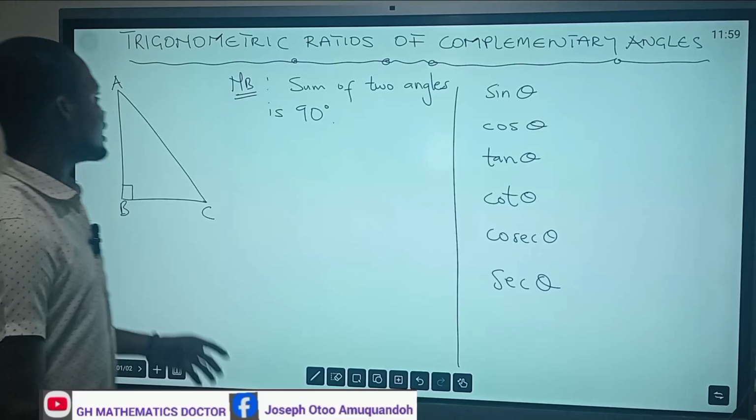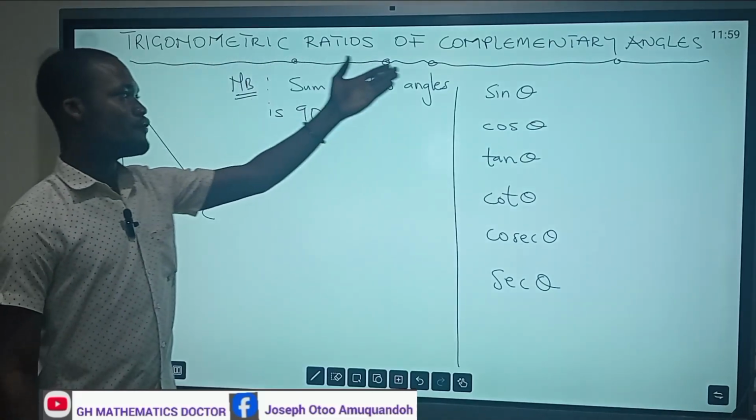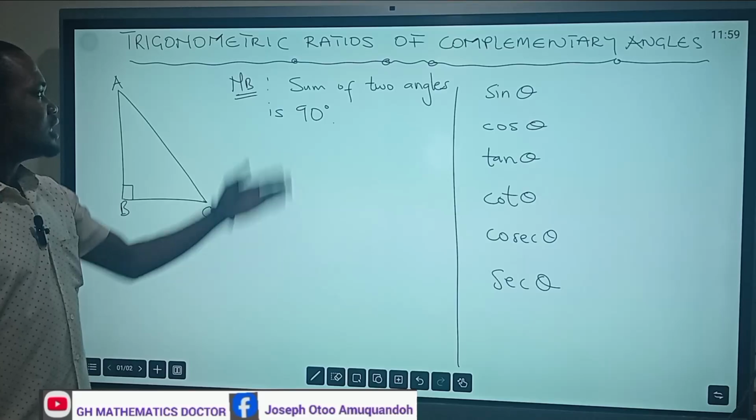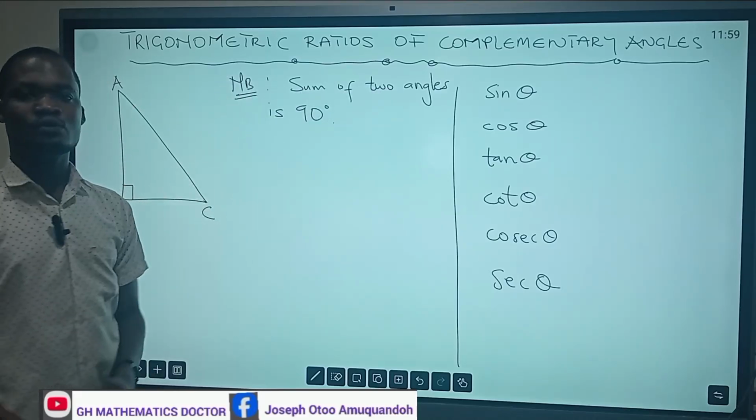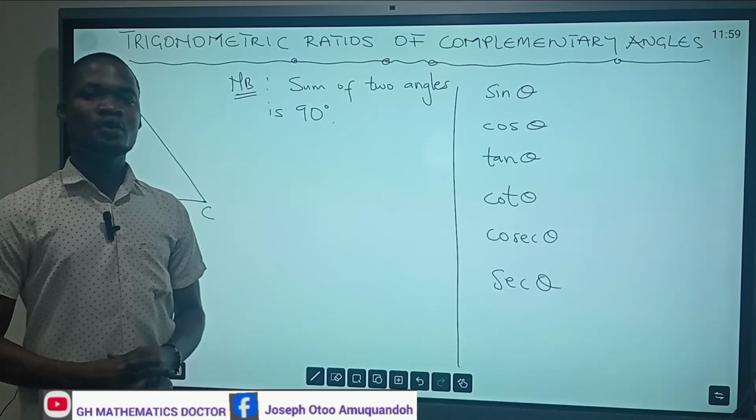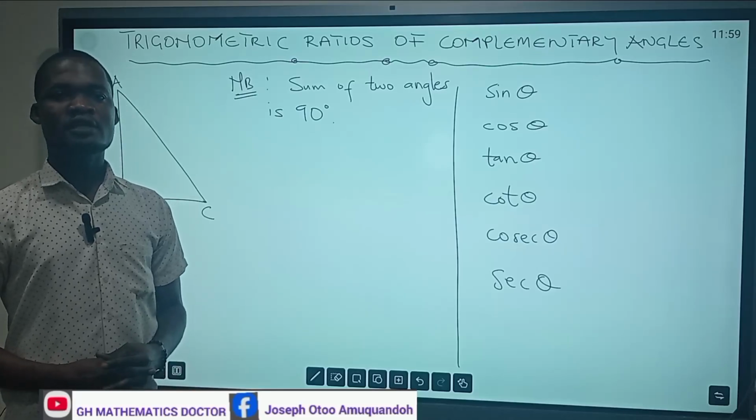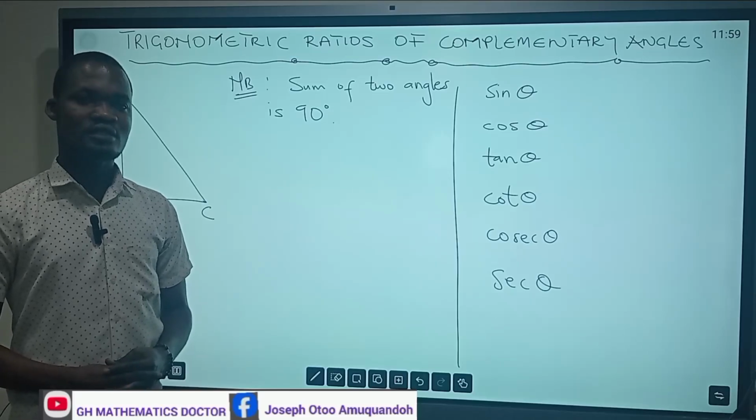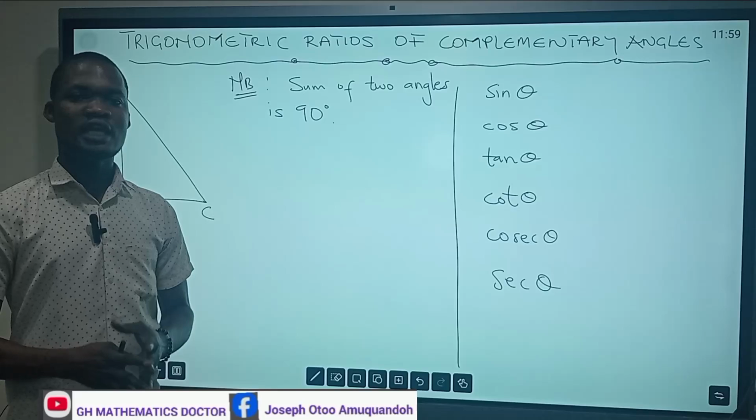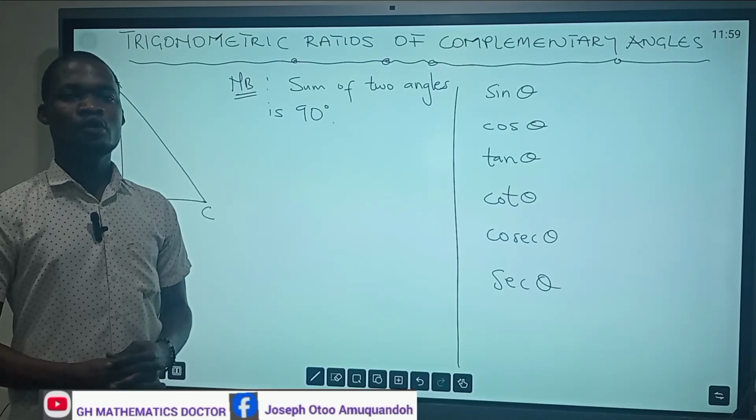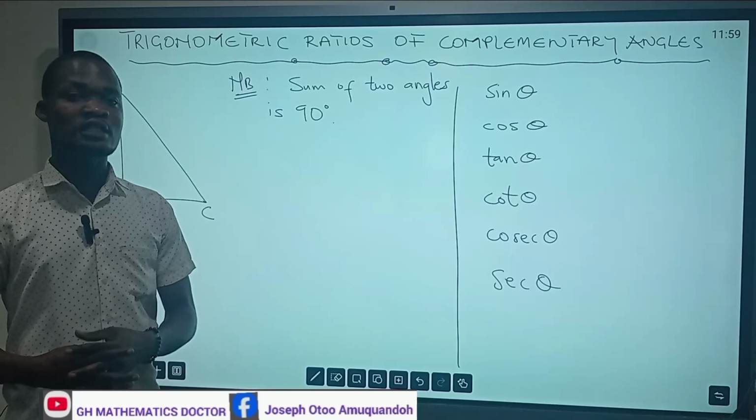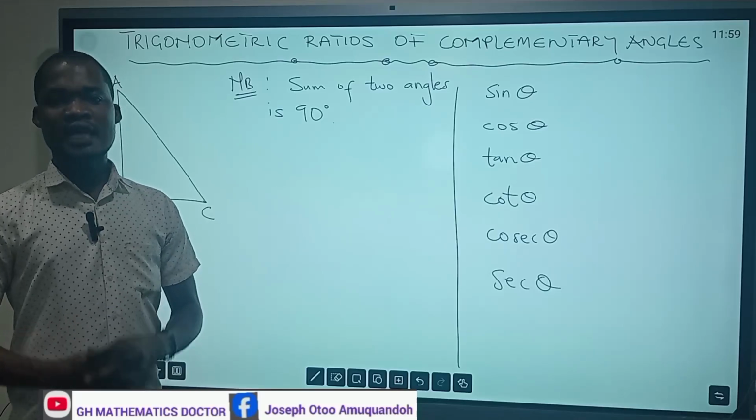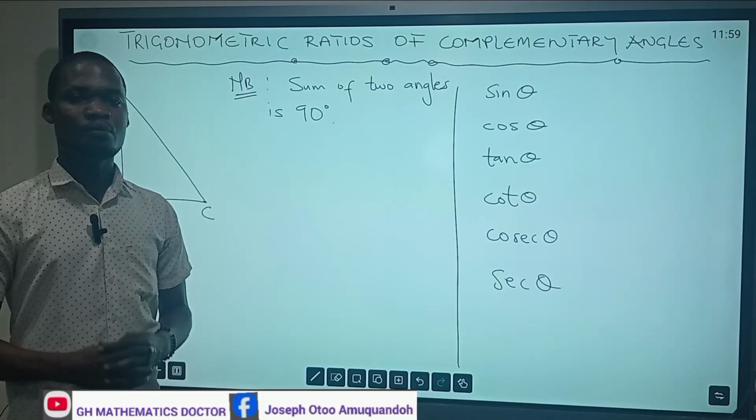Today we are going to look at trigonometric ratios of complementary angles. Now, when the sum of two angles adds up to 90 degrees, we call them complementary angles. For example, 10 degrees and 80 degrees add up to 90 degrees, so they are complementary angles. We also have 70 degrees and 20 degrees. They also add up to 90 degrees, so they are also complementary angles.